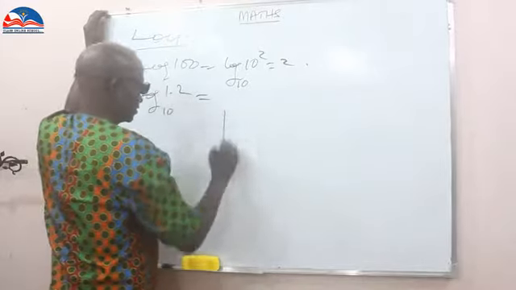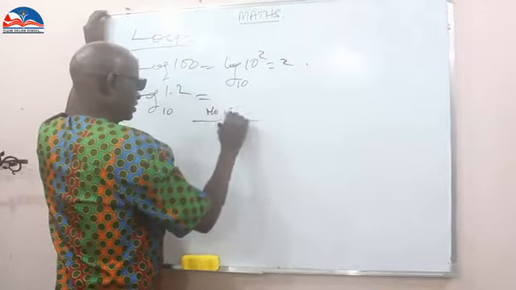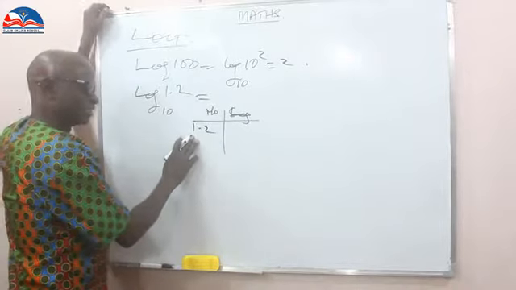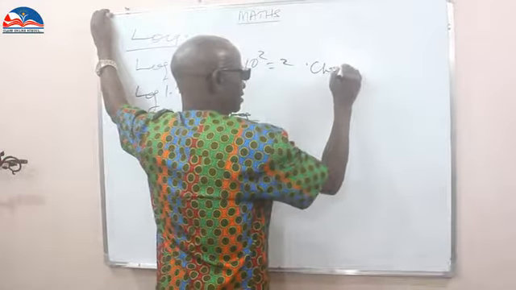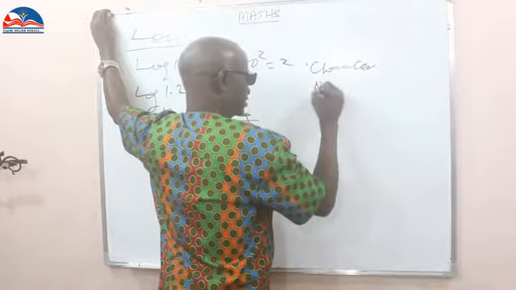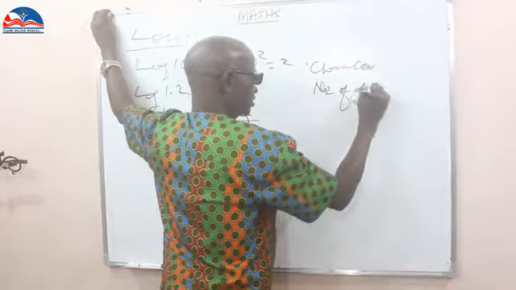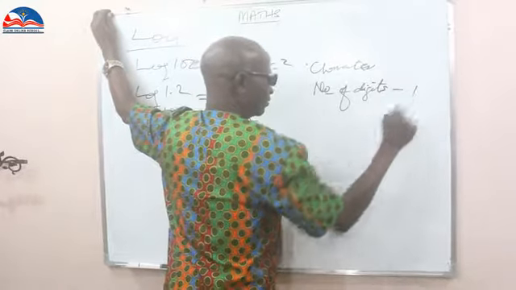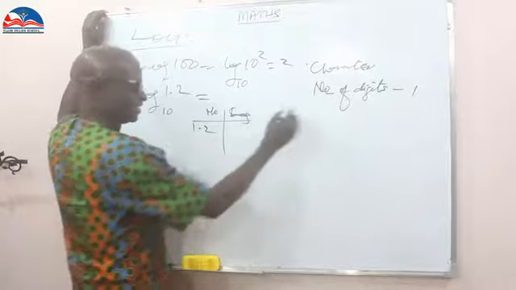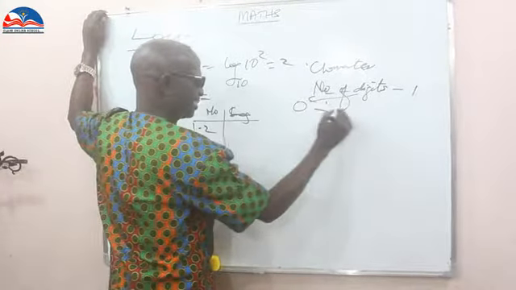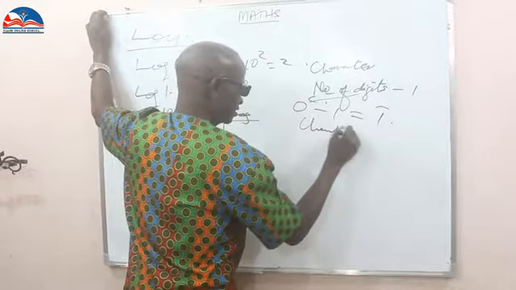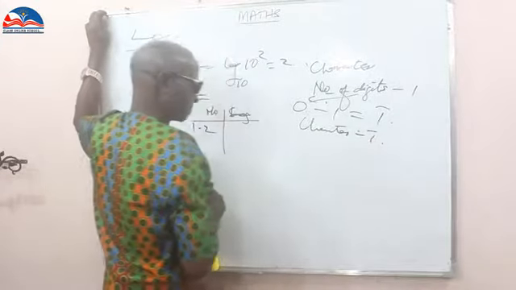When I say, if you are looking for the logarithm of 1.2, to determine the character, you count the number of digits, minus 1. And so for this, the digit is just 1, number of digits minus 1, therefore the character is 0.